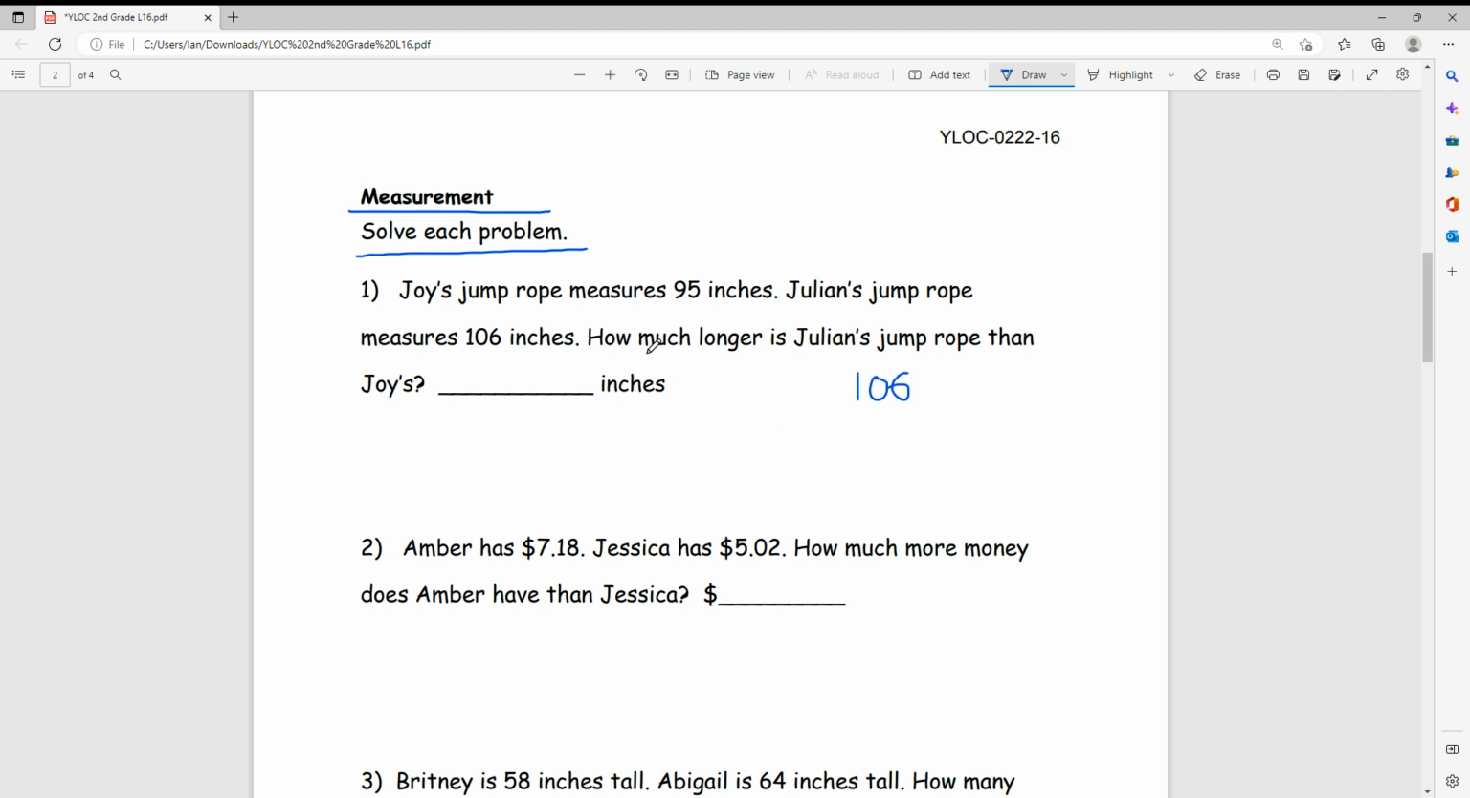And then we want to know how much longer it is than Joy's, so we're going to do subtraction again. 6 minus 5 here is 1. 0 minus 9 is nothing, so we're going to have to borrow 1. So it'd be 0 right here, and then we transfer this one over to here, so it would be 10. 10 minus 9 equals 1. So our answer is 11 inches. So Julianne's jump rope is 11 inches longer.